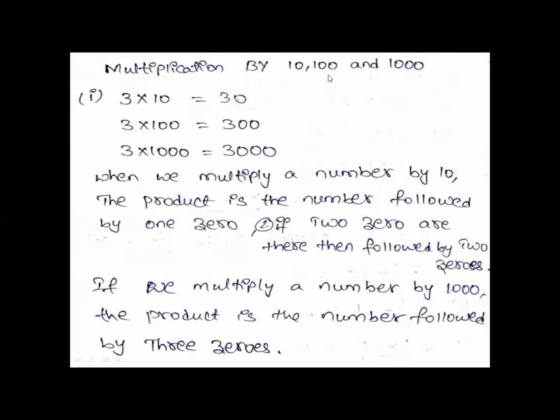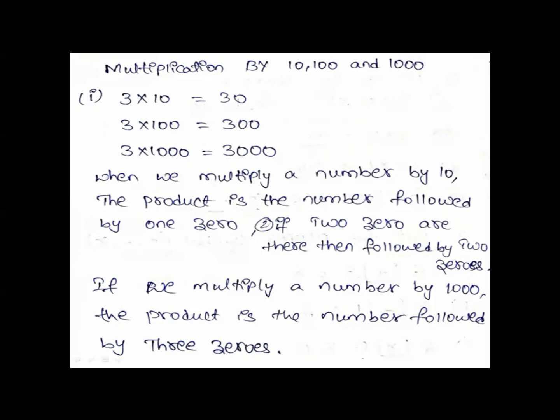Multiplication by 10, 100 and 1000. 3 into 10, 3 tens are 30. 4 tens are 40. 5 tens are 50. When we multiply a number by 10, the product is the number followed by 1 zero.